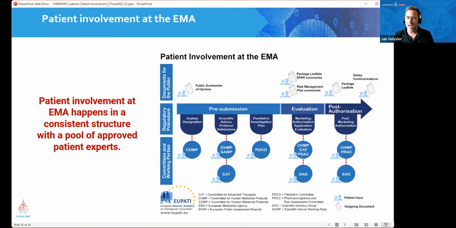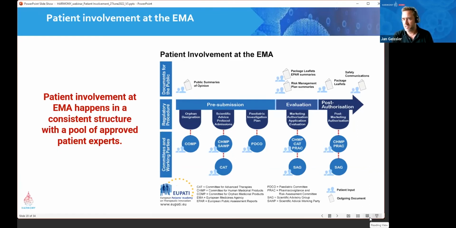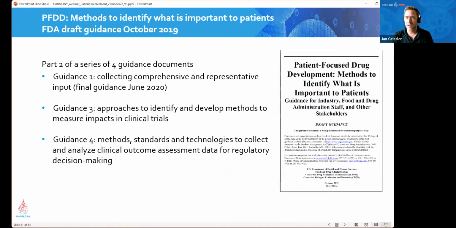And they have patient advocates, and you can see the different committees from orphan medicinal products, pediatric, the CHMP, advanced therapies, and so on. And you can see these little blue things. Those are all patient advocates, up to having patient representatives on the EMA management board with full decision rights or voting rights. So from that perspective, you can see that the EMA has adopted quite a broad concept on that.